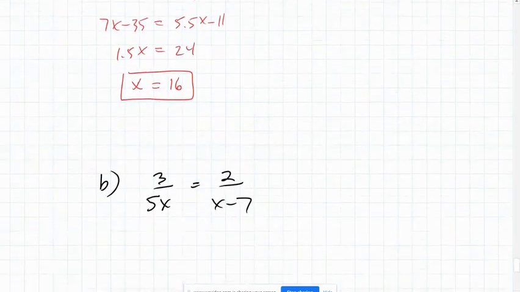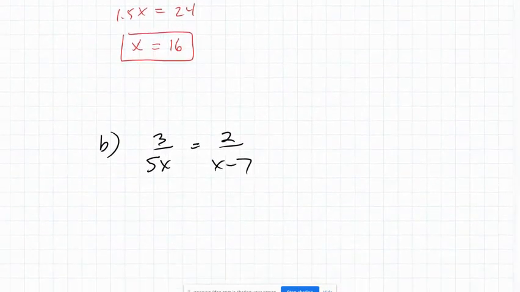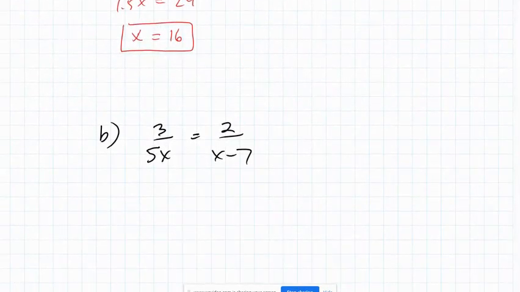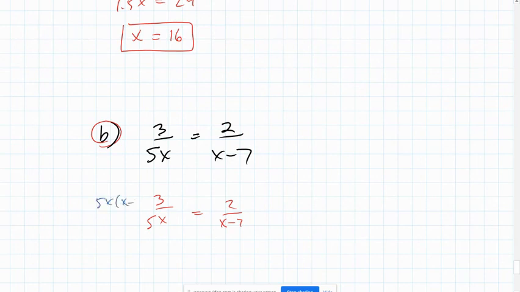Okay, and one more for you to try. Go ahead and try example B. Pause your video, press play when you're ready to see the solution. This one, the denominators are already factored. So all we have to do is multiply both sides by the least common denominator, which would be 5x times x minus 7.